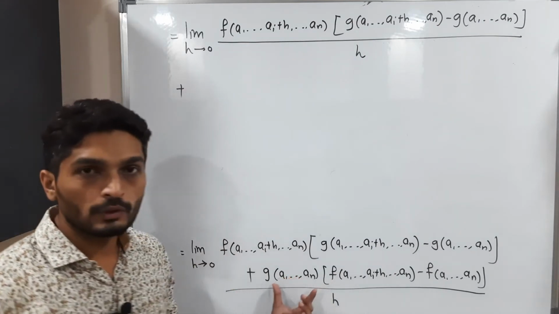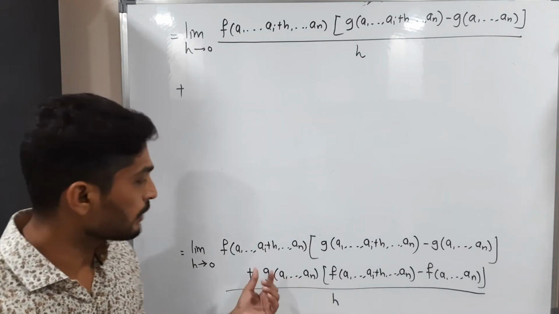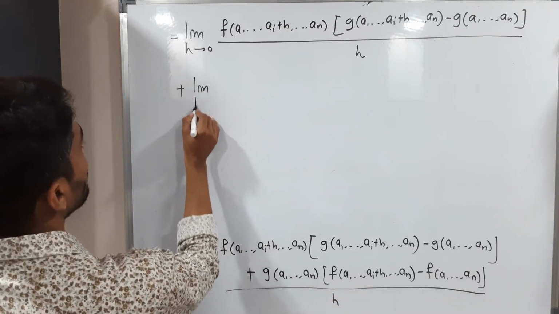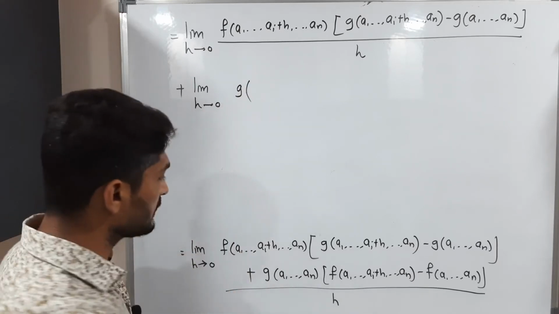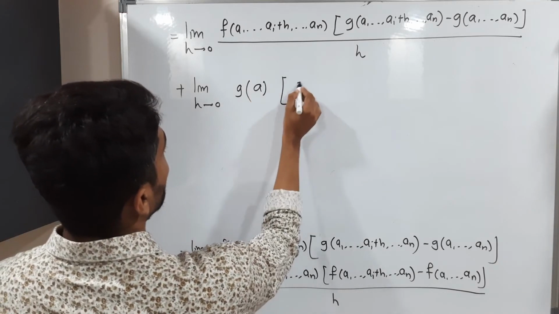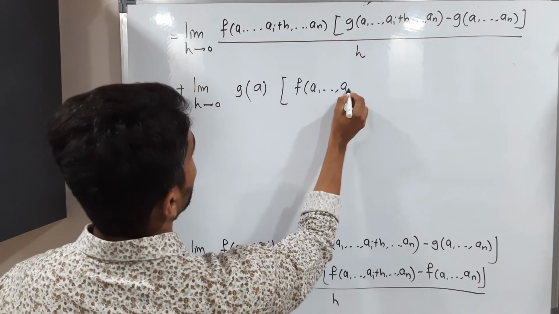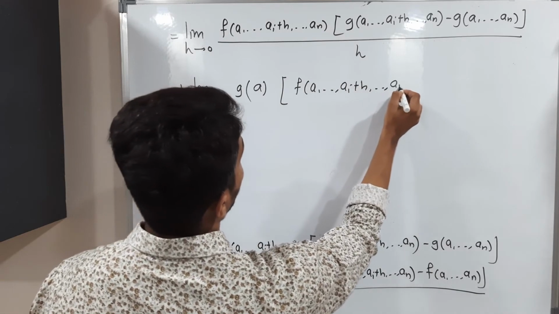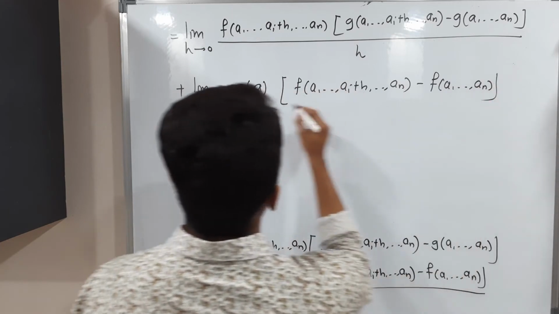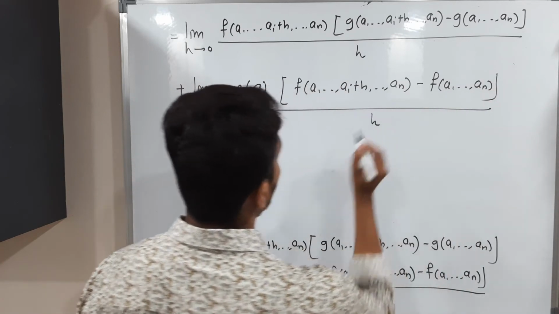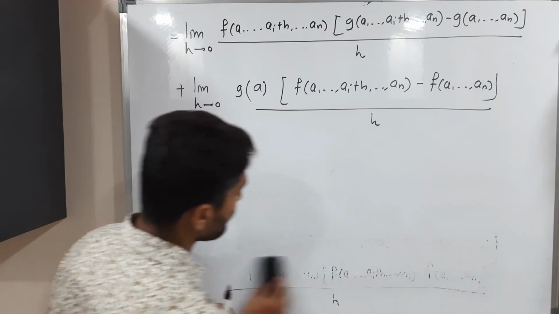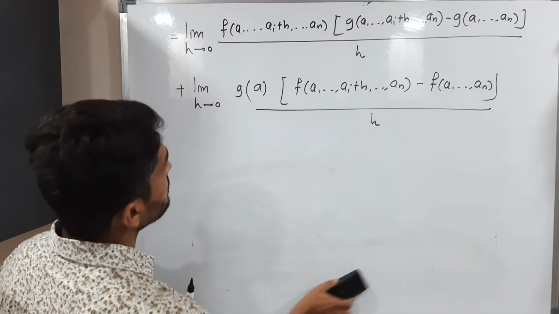Plus, okay, as I told you earlier, I am going to apply separate limits. So I will apply limit to this term also and divide by h. So limit h tends to 0, g of a1, a2 and so on n, this is nothing but g of a. So g of a times f of a1, a2 and so on, ai plus h and so on n minus f of a1, a2 and so on n, divided by h. Let me remove this part, it is not required now, we have used it here. Okay, see what will I do after this?